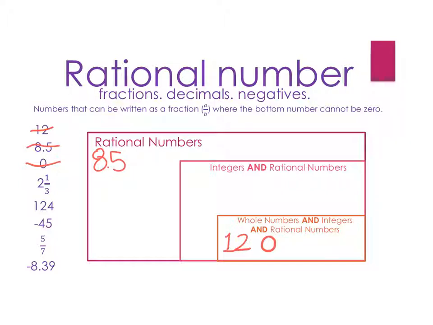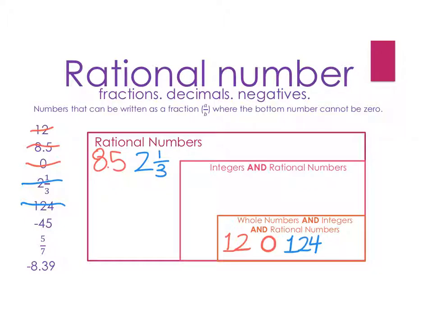Okay, let's see if we got the right numbers in the right places. I have 2 1/3. So 2 1/3 is a fraction. So automatically, we know that whole numbers cannot be fractions and integers cannot be fractions. So 2 1/3 would go in the rational number box. Let's cross that out. Now I have 124. 124 is not a fraction, it's not a decimal, and it's not negative. So it goes down here where whole numbers, integer numbers, and rational numbers. Let's cross that one out.